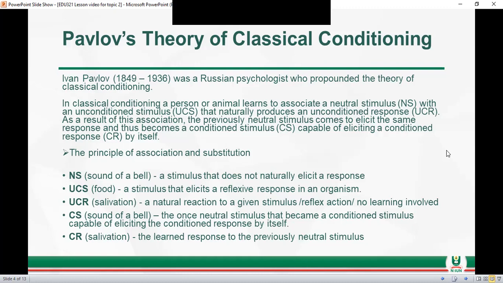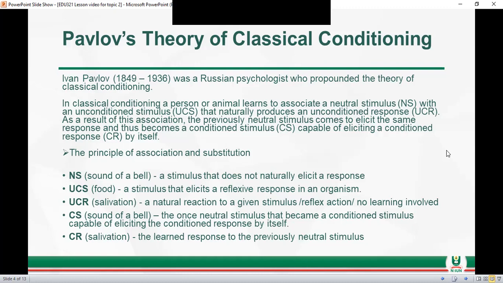But I want you to note some of the abbreviations that have been used in this opening background in describing Pavlov's theory. Some of these terminologies include NS, neutral stimulus. NS, neutral stimulus is the sound of the bell.